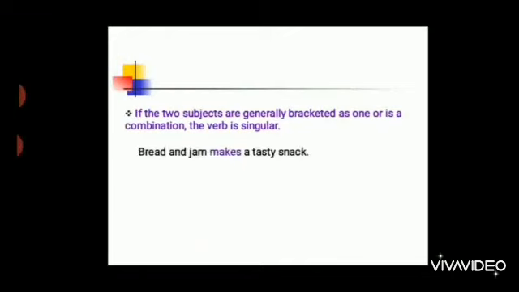If the two subjects are generally bracketed as one, or is a combination, the verb is singular, like bread and jam or idli and sambar. These are two subjects that are generally bracketed as one, or they are a combination. So for example, we'll take a sentence like, bread and jam makes a tasty snack. As I've already explained, bread and jam are a combination, so we'll use a singular verb here, that is makes.